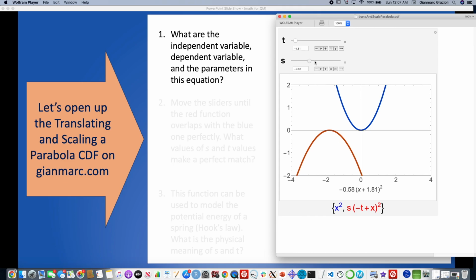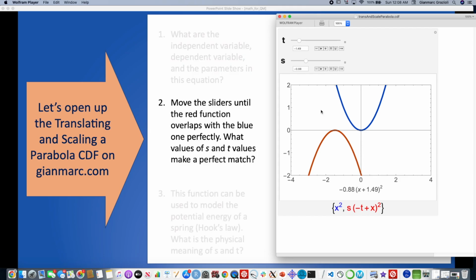As you can see, I can change these things, but the function is here. It's plotting y equals x squared, and this one is plotting s times (x minus t) squared. So these things are actually the parameters here. I'm changing them a little bit, but the function itself is locked in once I choose a value. So this is what I mean by a parameter in a function.